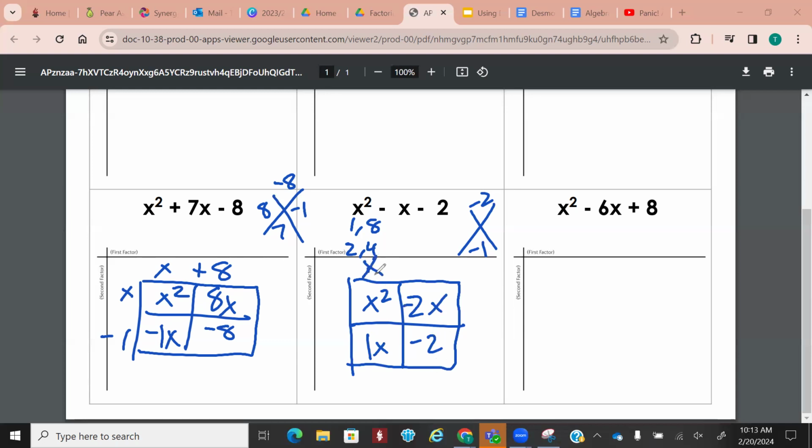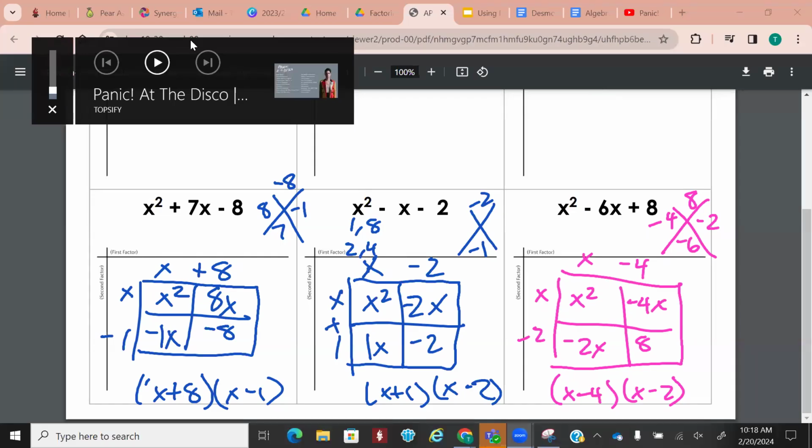So we're going to get x times x. X times -2 would give us -2x. And x times 1 would give us 1x. Our final answer is x plus 1 times x minus 2. And over here, that was x plus 8 times x minus 1. Okay, so that's what I got. Are there any questions on that?